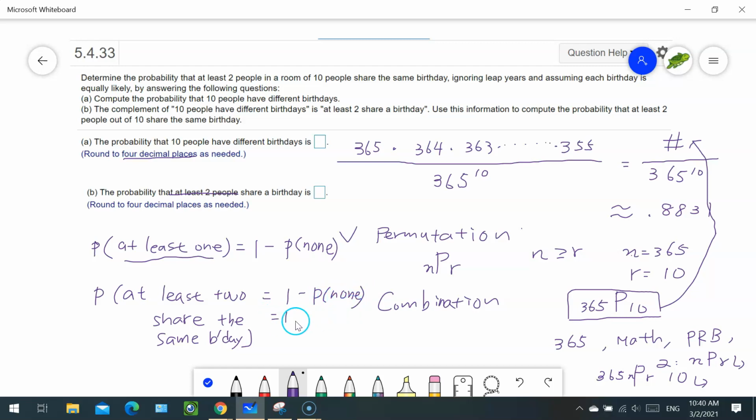So when I use 1 subtract 0.8831, you'll get 0.1169. So that will be the probability that at least 2 people share the same birthday.